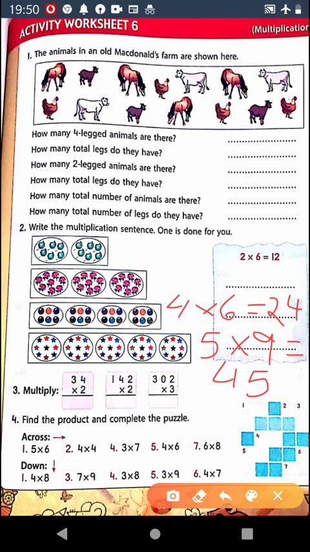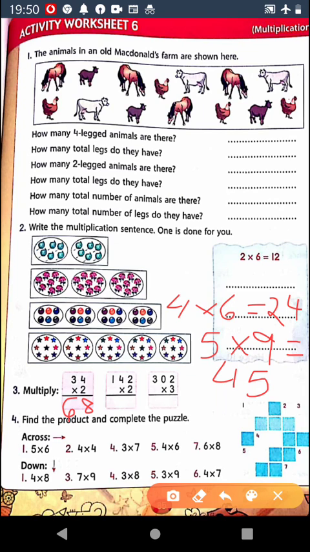Okay. Now next is multiply. This is simple column multiplication of 2 digit by single digit number. First is 34 multiplied by 2. First we multiply the ones, that is 4 into 2, so 8. And then we multiply the tens, that is 3 into 2 is equal to 6. So 34 into 2 is equal to 68.